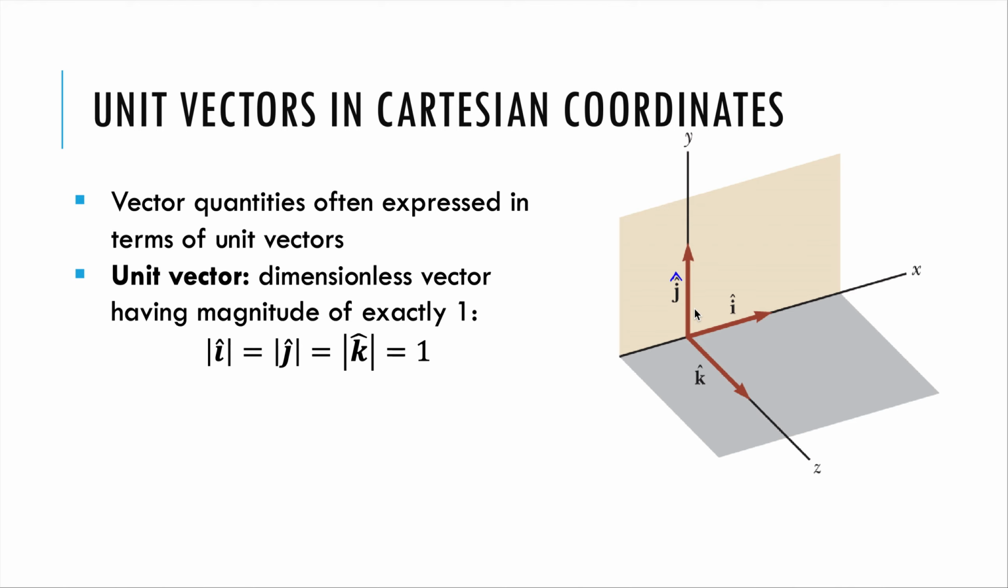Because unit vectors only specify direction, that means that they have a magnitude or length of 1, which is what I have shown here. So they don't tell us anything about the strength of the vector, just its direction. For instance, if we had a vector, call it vector A, along the y direction, well, the unit vector j would specify the direction of vector A, but it wouldn't tell us anything about its magnitude.